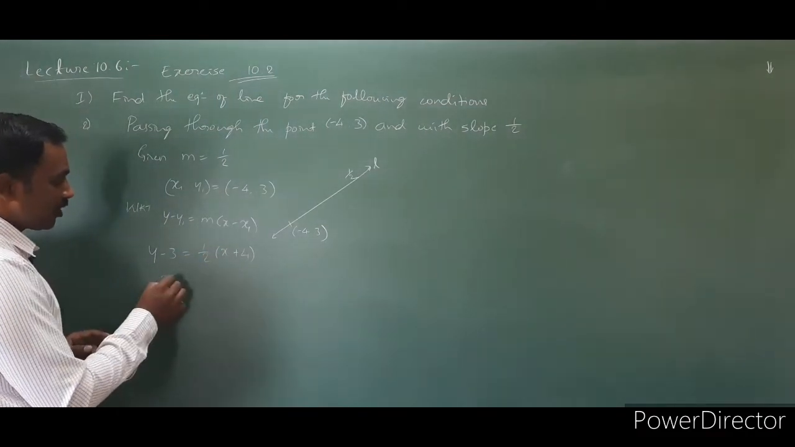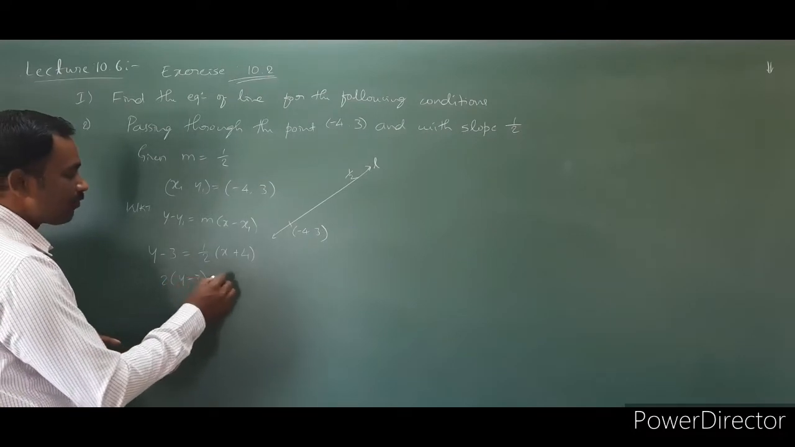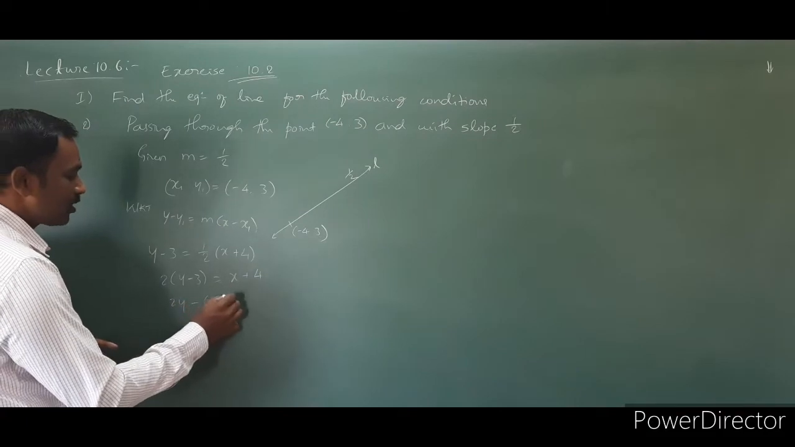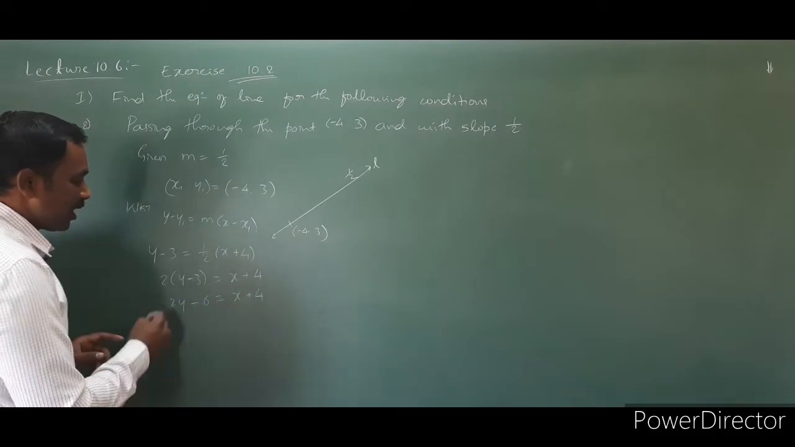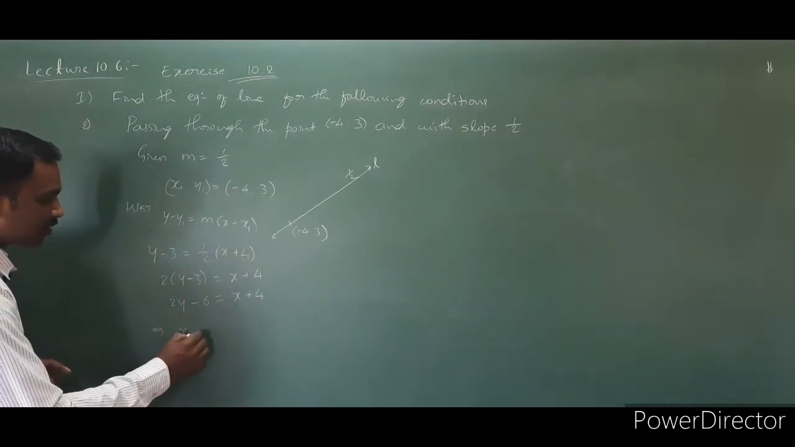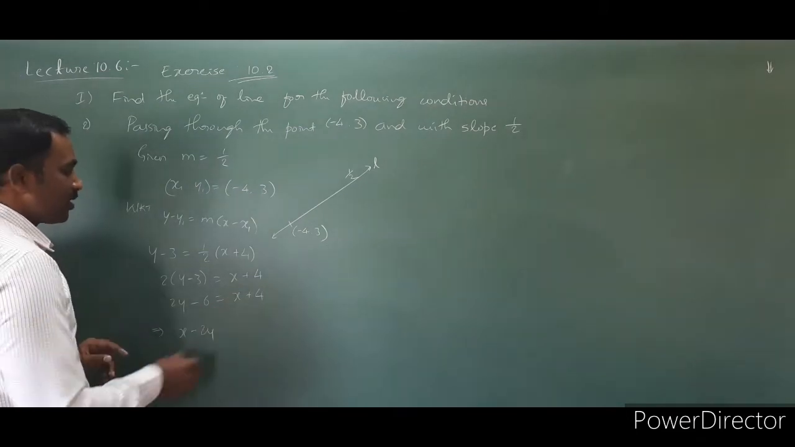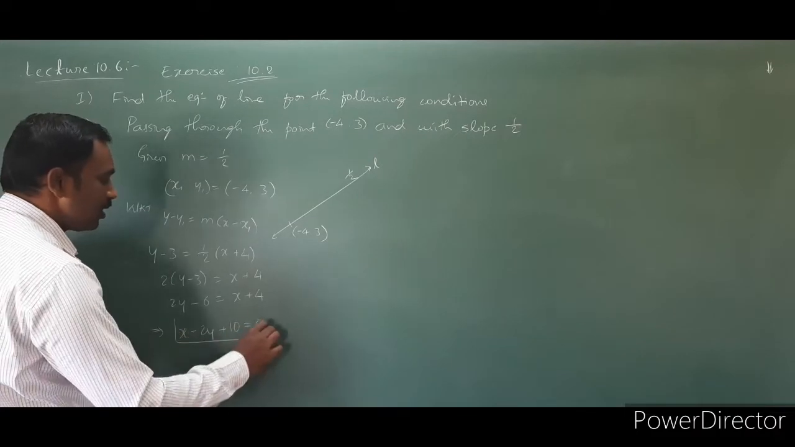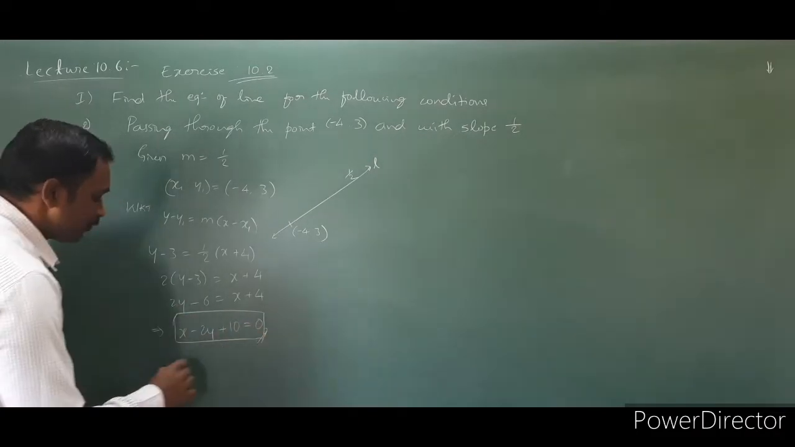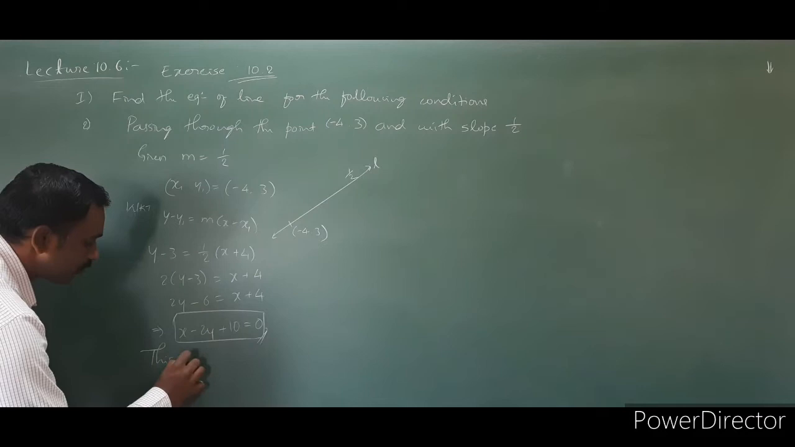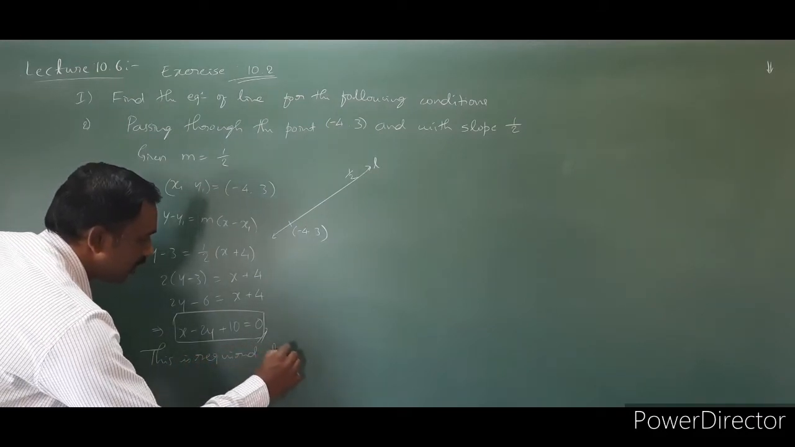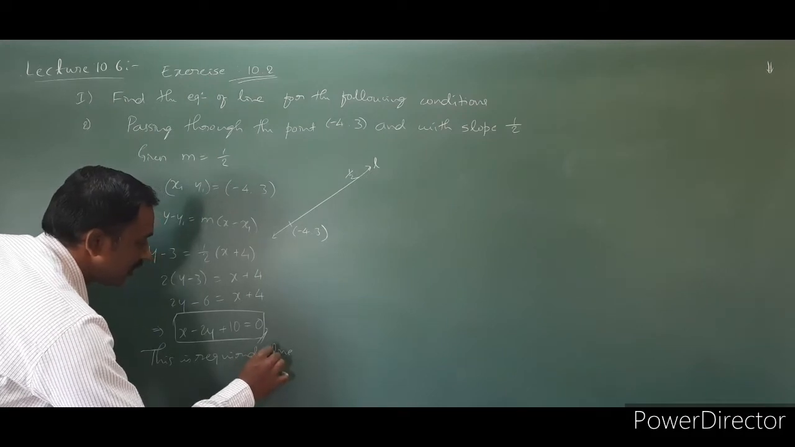The 2 is shifted to the left hand side. 2 into y minus 3 is equal to x plus 4. Multiply: 2y minus 6 is equal to x plus 4. Take all the terms to the right hand side. x minus 2y, minus 6 is shifted to the right hand side, plus 6 plus 4, that is plus 10, is equal to 0. This is the required equation of the line.